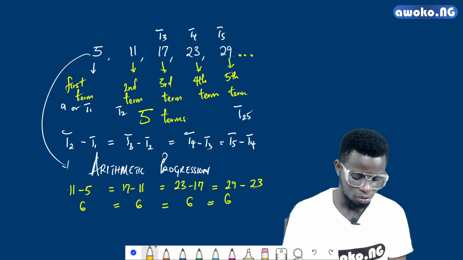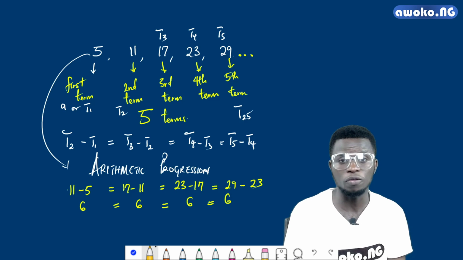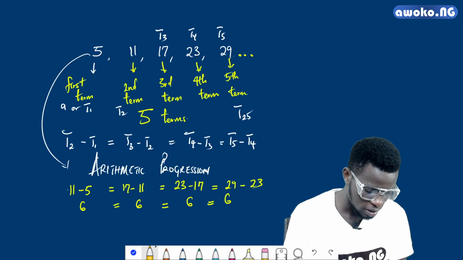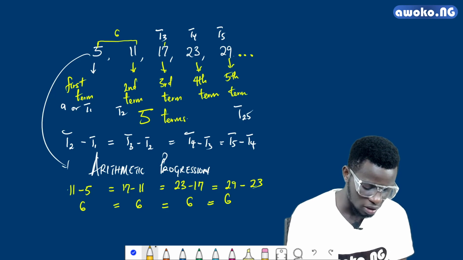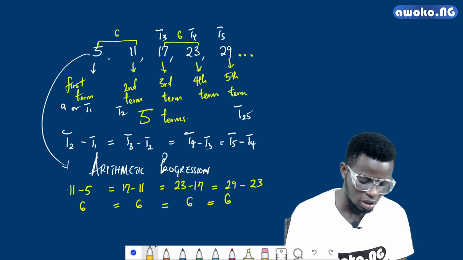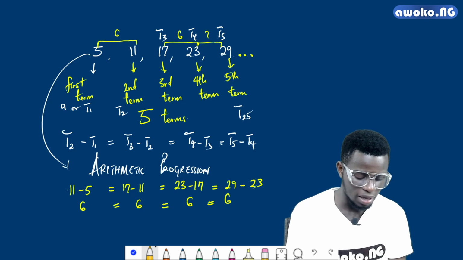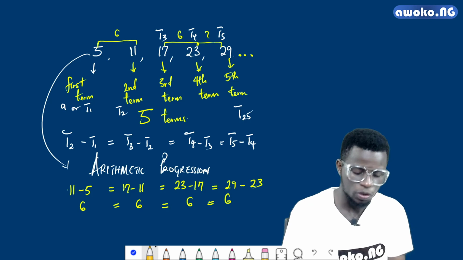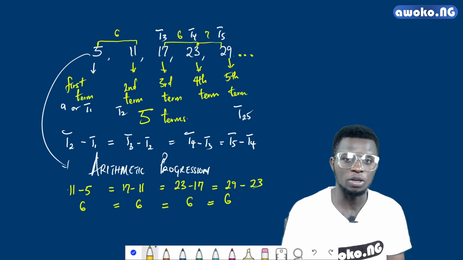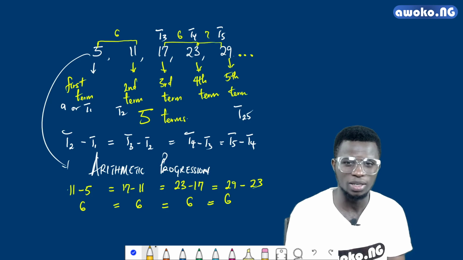Sometimes they might want to confuse you. Probably when you subtracted this from this, it gave you 6, and then subtracted this from this, it gave you 6, and then you might decide to subtract this from this, and probably it gives 7. So for the fact that the first two terms gave us 6, we shouldn't just conclude that it is an arithmetic progression until we check to the last term.